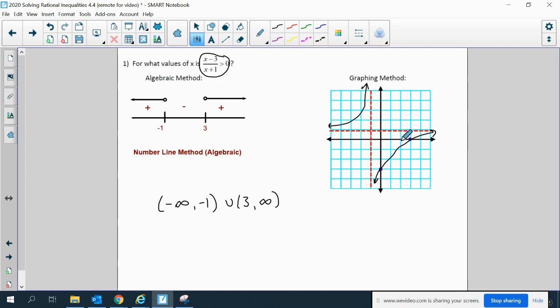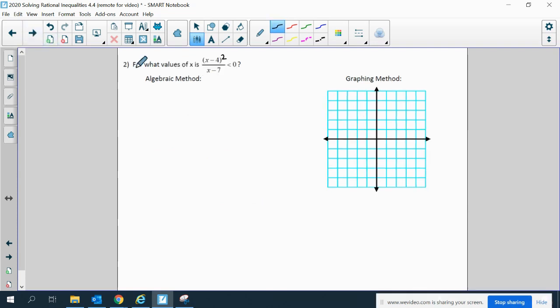The critical points are anywhere that we cross an axis or we have an asymptote. And then we end up solving by substituting in some value from each region and figuring it out. So we have two regions of the graph that are greater than 0. And if you look at a quick sketch of the graph, you see that that is true. So -infinity to -1 and 3 to infinity are the correct answers. So let's start doing problems like this.